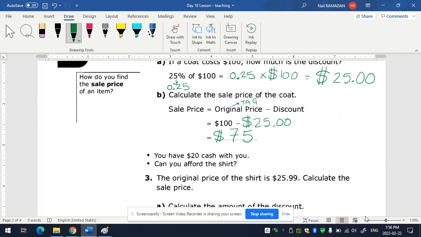Oh yes. So how do you find the sale price of an item? Subtract the discount from the tag price.